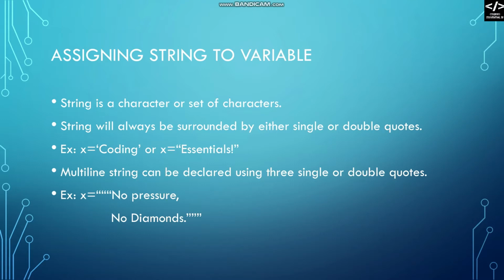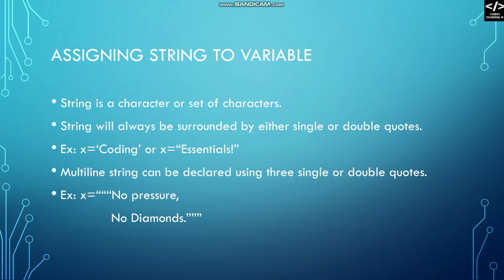First, let's talk about what is a string. String is a character or set of characters. For example, A is a string or ABC is a string. Okay, now let's talk about assigning the value of string to a variable.